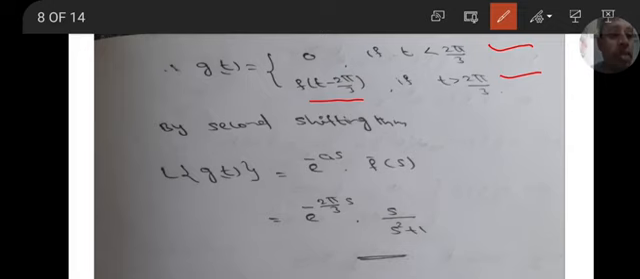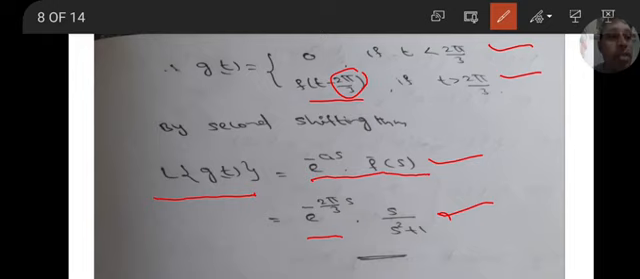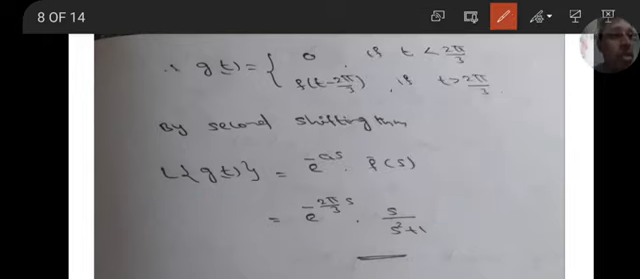So by the second shifting theorem, L of g of t equal to e to the power of minus as into f bar s, a equal to 2 pi by 3. So e to the power of minus 2 pi by 3 s, f bar s means s by s square plus 1, into s by s square plus 1 is the answer.